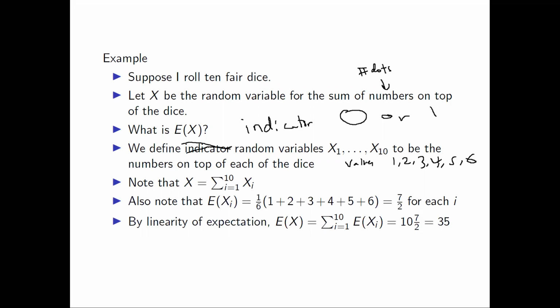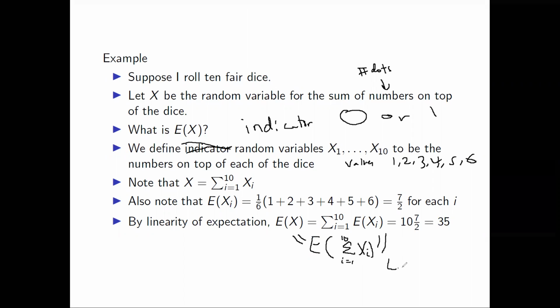So the expectation of x, as on the last slide, we can write x as the sum. So x is the sum from i equals 1 to 10 of xi. And by linearity of expectation, the expectation of the sum is the sum of the expectations. Each of those expectations we calculated to be 7/2, 3.5. So we get 10 times 3.5. We finish with 35. So the expectation of x is 35 here.